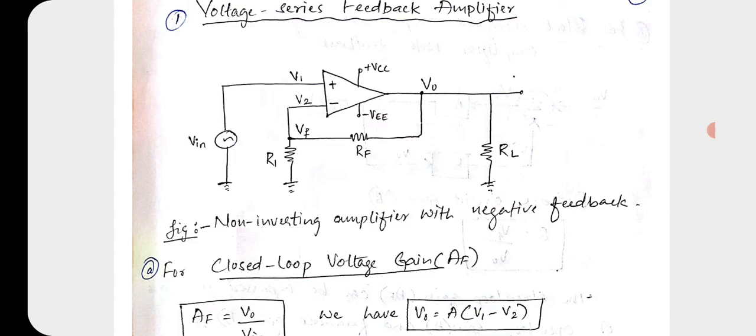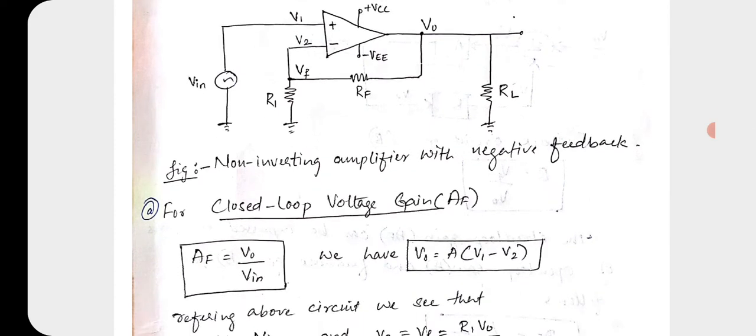If you see this circuit, this is a non-inverting amplifier. Non-inverting because input is given to non-inverting terminal, and the inverting terminal is grounded through a resistance R1. Can you see? V2 is grounded with resistance R1. V2 is also connected to V0 output, right? V0 is connected to inverting terminal. So we call this a negative feedback non-inverting amplifier circuit. Okay.